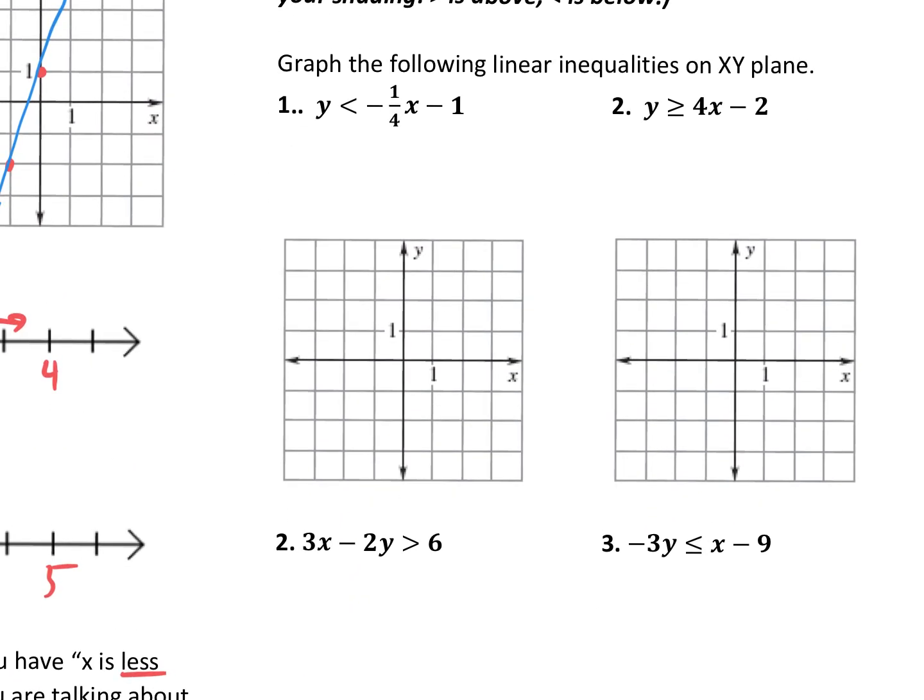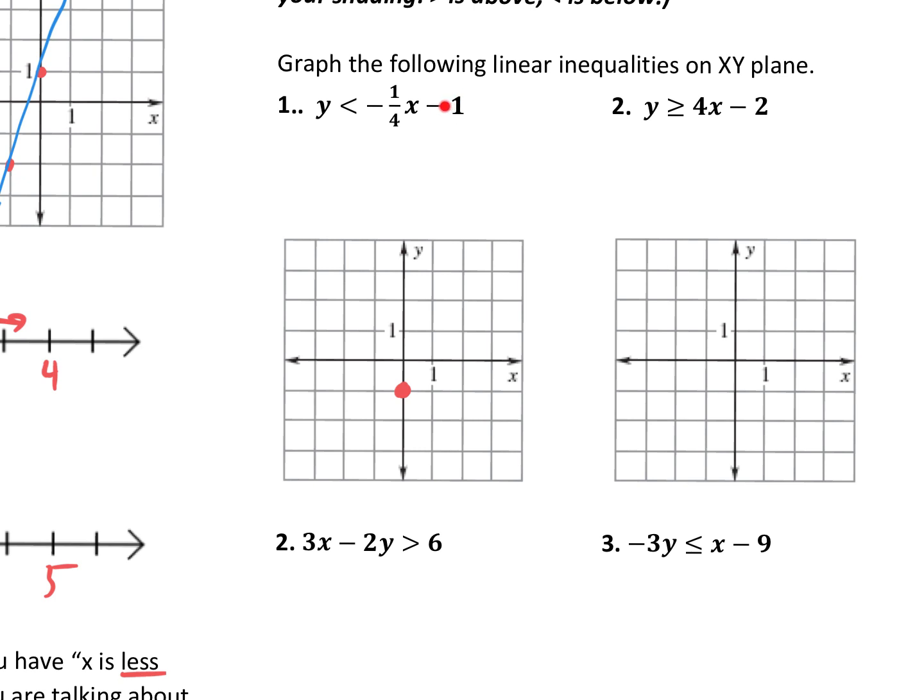Number 1, it's in slope-intercept form, y equals mx plus b, but obviously we don't have an equal sign, we have a less than sign. But anyway, we do know that the b value is what? -1, and the slope is what? What's the slope? -1/4. So everybody put a dot at the b value of -1. That's the y-intercept value of -1.